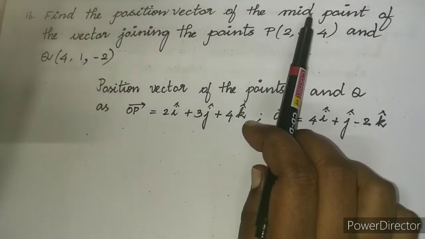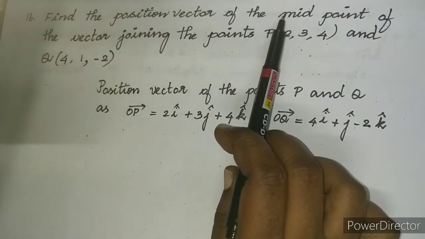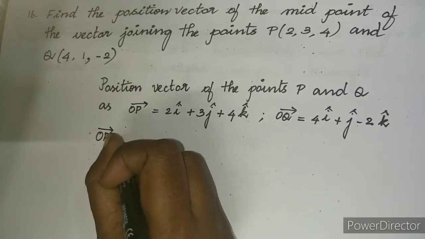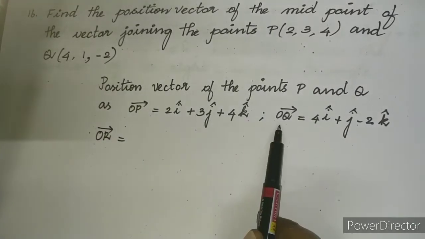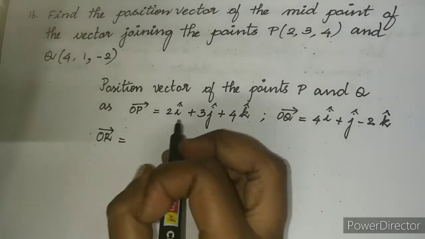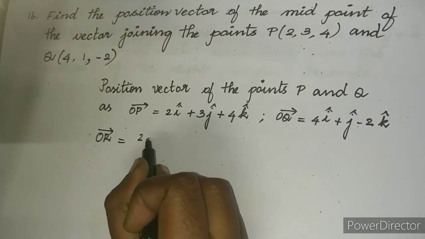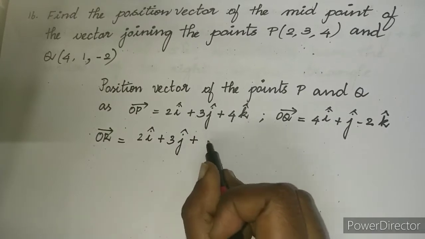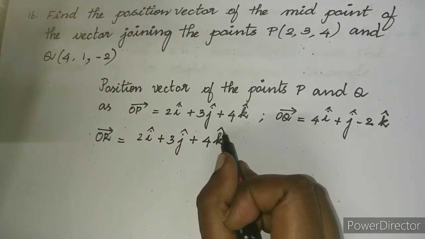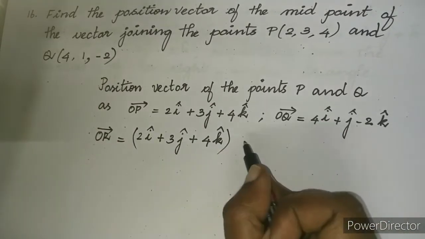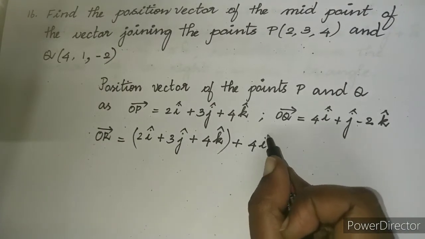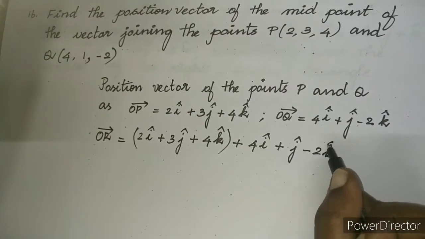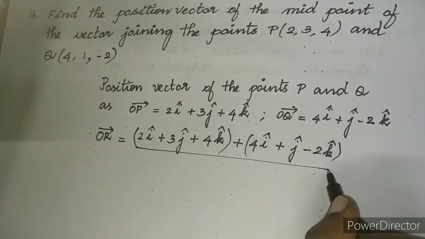Now we will take the midpoint as R. So the position vector of the midpoint R is OR vector, which is nothing but OP vector plus OQ vector divided by 2. So our OP vector is 2 i cap plus 3 j cap plus 4 k cap, and our OQ vector is 4 i cap plus j cap minus 2 k cap, divided by 2.